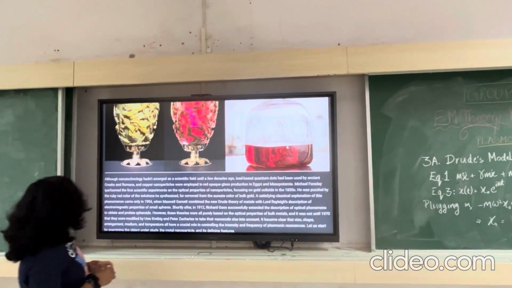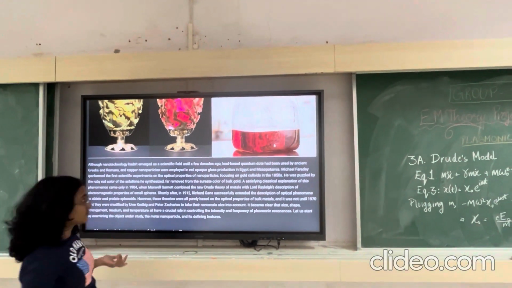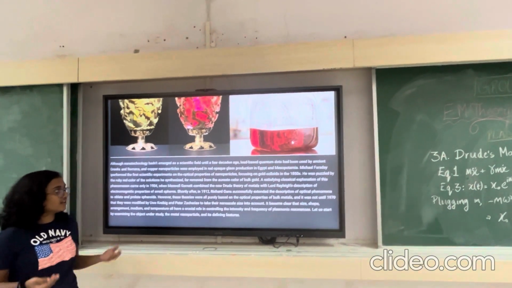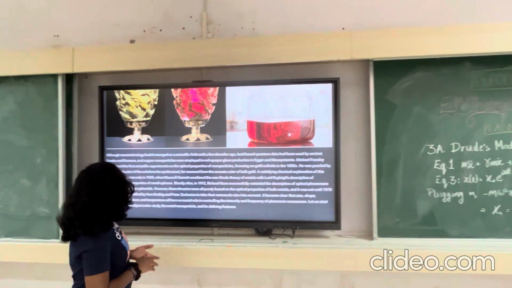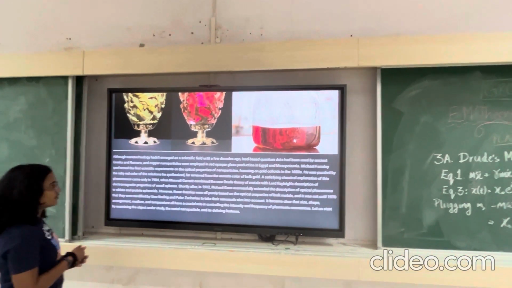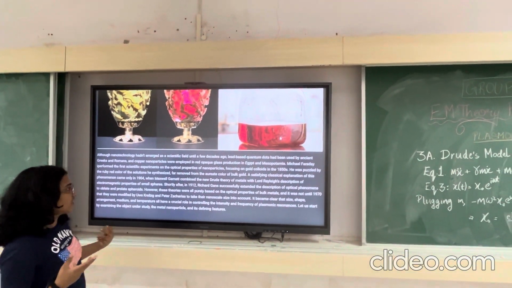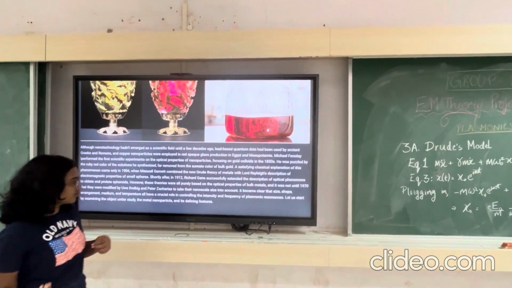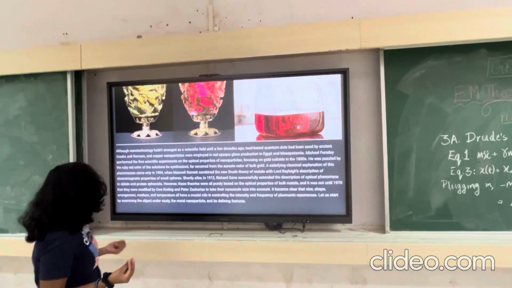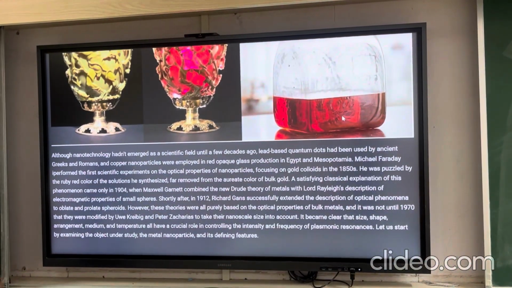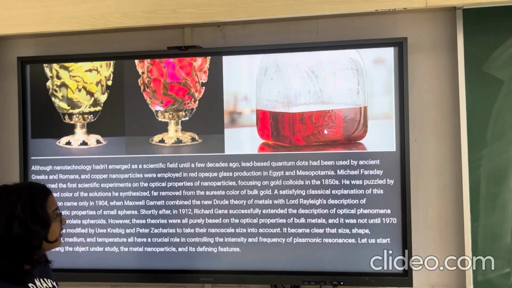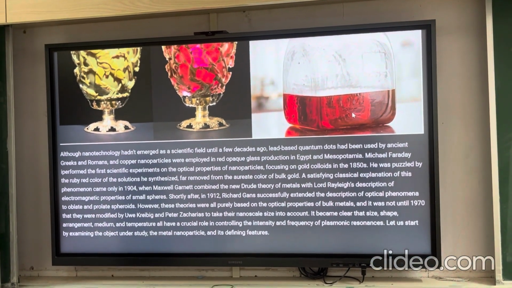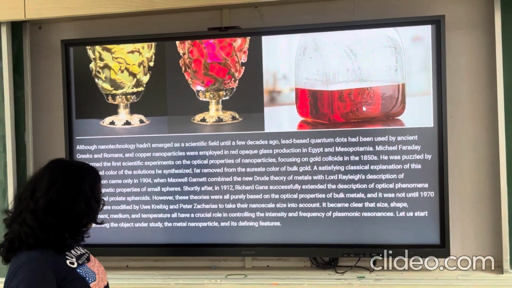The first person to actually perform scientific experiments on the optical properties of nanoparticles was Michael Faraday, and he focused on gold colloids. After him, a satisfying classical explanation was given by Maxwell Garnett, who combined the new Drude theory of metals with Lord Rayleigh's description of electromagnetic properties of small spheres. Then Richard Gans extended the description of optical phenomena to oblate and prolate spheroids.